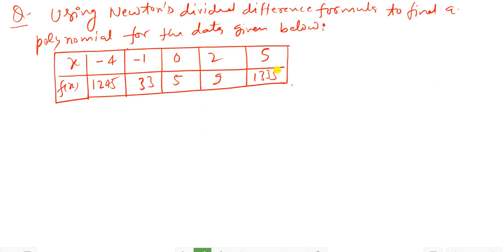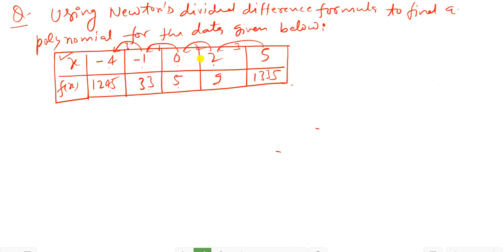Now another question based on Newton's divided difference interpolation formula. Using Newton's divided difference formula, find a polynomial for the data given below. The x arguments are -4, -1, 0, 2, 5 and the functional values are 1245, 33, 5, 9 and 1335. Here the data is unequally spaced, because -1 plus 4 is 3, 0 plus 1 is 1, 2 minus 0 is 2, 5 minus 2 is 3. So the interval differences are not the same, so this is unequally spaced data.